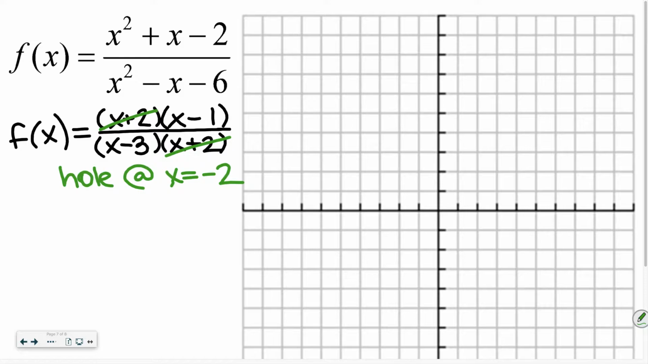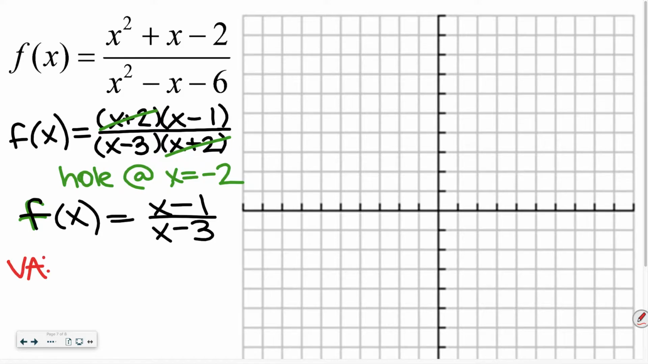Okay, so what we're working with is f of x equals x minus 1 over x minus 3, but there's going to be a hole at negative 2. So let's talk about what that's going to look like. Our vertical asymptote, there's only one of them because we're looking at the simplified fraction, is x equals 3.